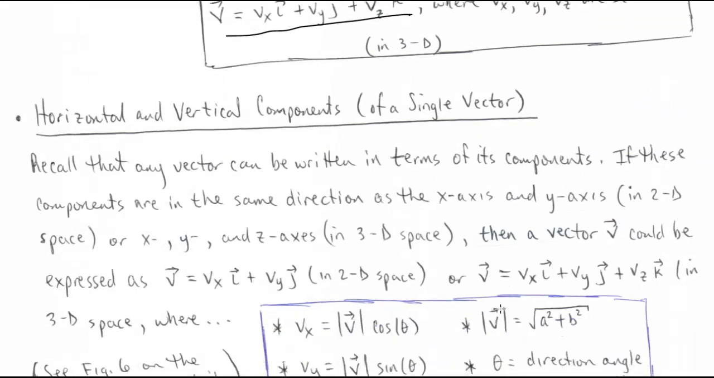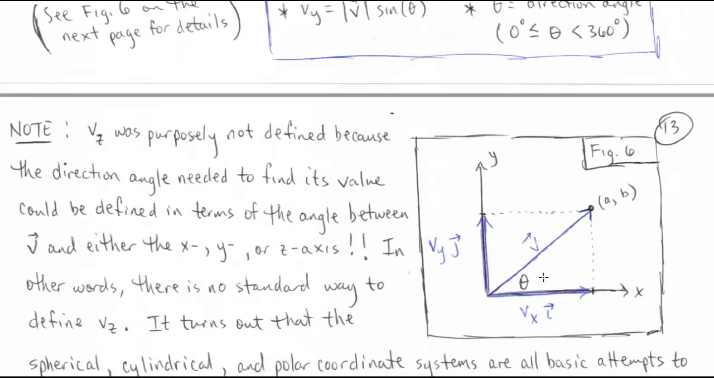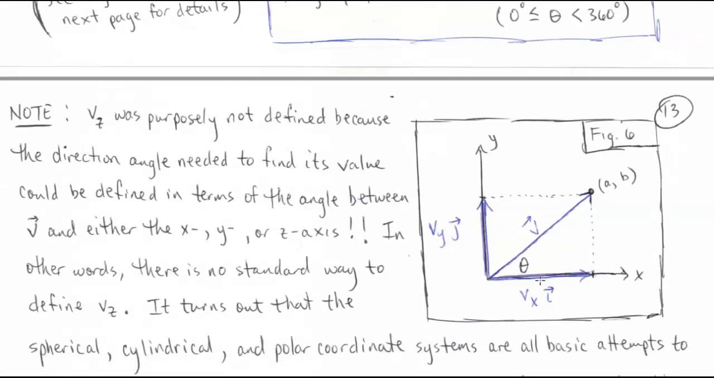The last thing we want to talk about is the concept of horizontal and vertical components for a single vector. To talk about this, I'm going to go to the next page to give you this illustration in Figure 6, and then we'll go back. For a given vector v, in 2D space, we can always express it in terms of the portion that goes in the x direction and the portion that goes in the y direction, which makes it go up from left to right, slanted like it does.